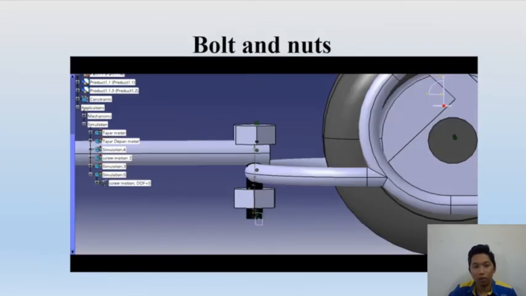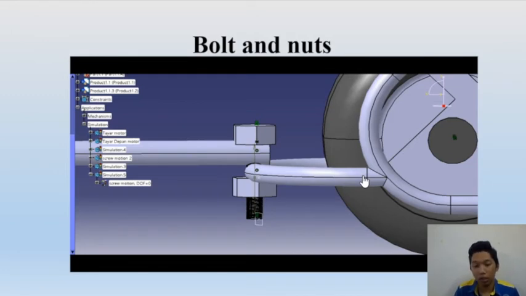And next, for the bolts and nuts, I will show you how the bolts and nuts can be pulled out from the towing rig and the smart transporter. You can see that the nuts are pulled out by the person. So this is for the motion simulation.